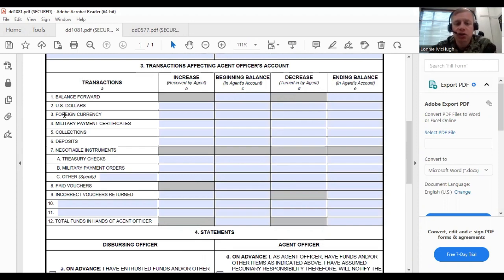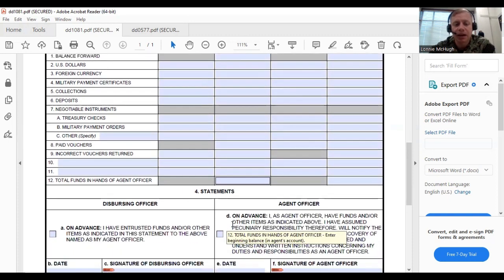Now, if you're on a ship, you will not have foreign currency, but if you're in a field operation somewhere or you're in a disbursing office in another country, you will. Your collections, deposits, treasury checks, depending on if they have it. Most of the time, they're not going to have a lot of these things. It's usually just going to be the cash and a balance brought forward, and then they'll have total funds in hand, so their ending balance, essentially.